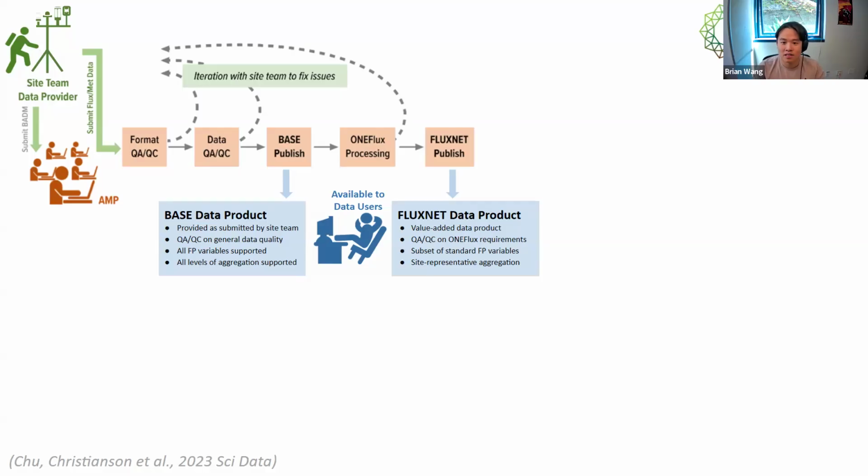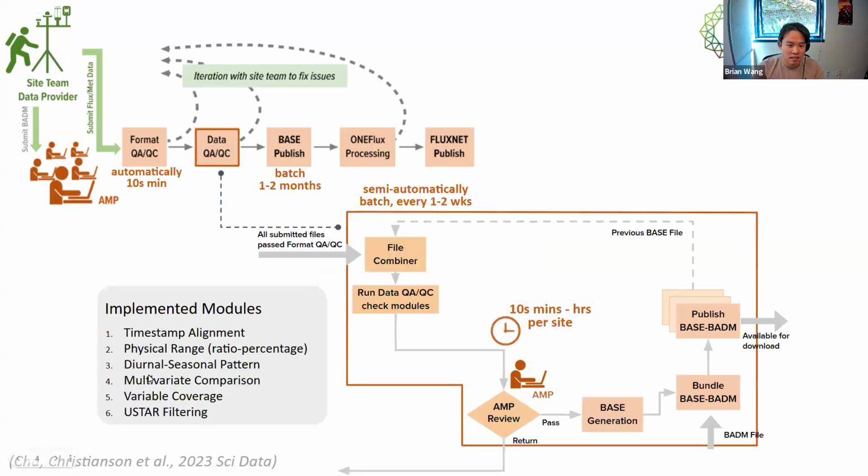Yeah, so starting with this overview slide, as you all have been through this before, your data will first go through the format QAQC check and then data QAQC before getting published as a base data set. And the AMP team will then combine your base data with your site information to generate the FluxNet data product for your site. Next slide, please.